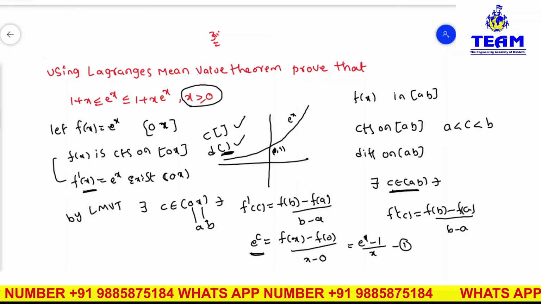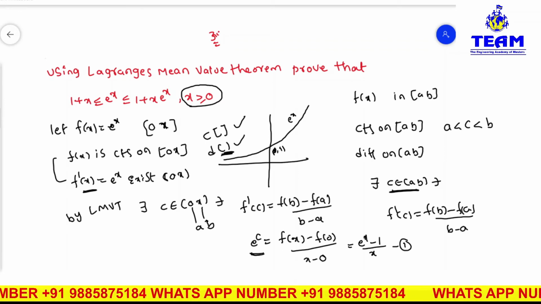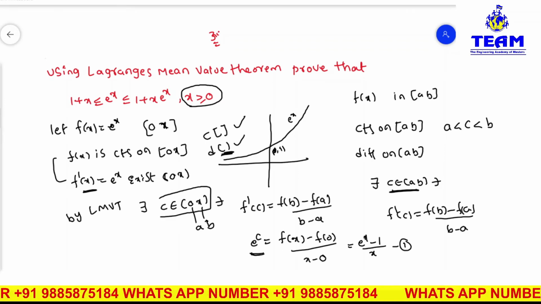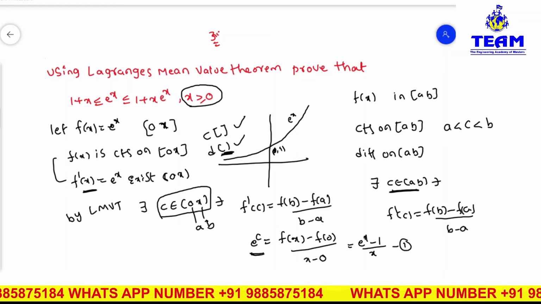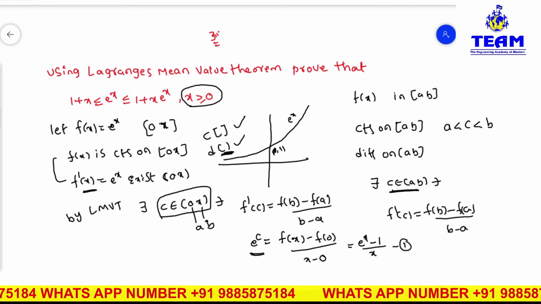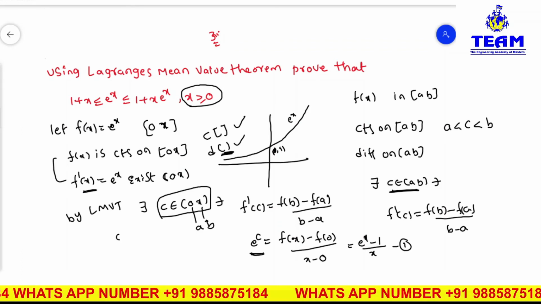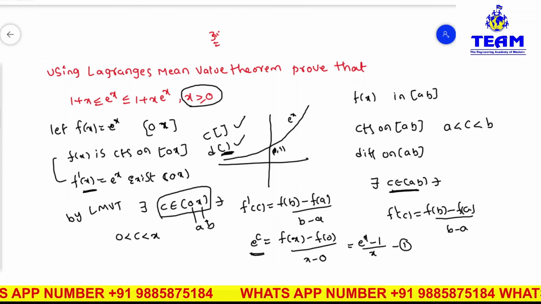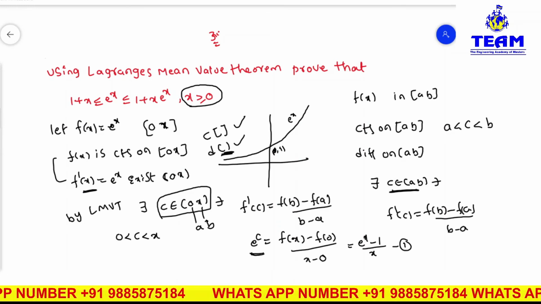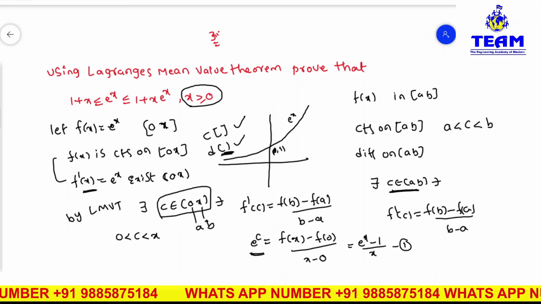Now friends, if LMVT is satisfied, then there exists C belongs to open interval 0 comma x. So you can also write like this. Actually, what is meant by C belongs to open interval 0 comma x is nothing but 0 less than C less than x. Nothing but C is in between 0 and x.